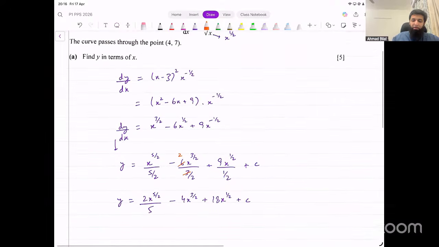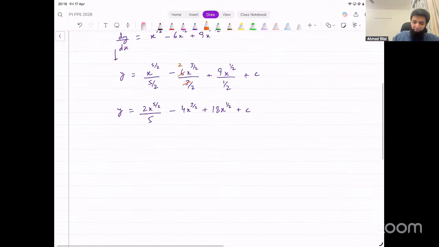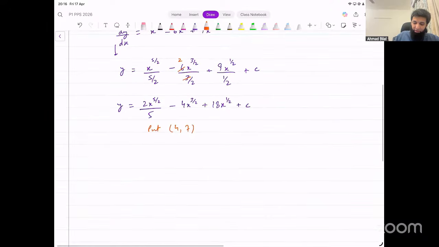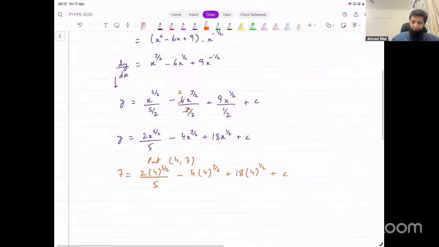Okay? All right, now this is the point that we're given. Input that point, find the value of c. The point is 4 and 7, right? Let's input that. 7 equals 2 into 4 raised to power 5 over 2 divided by 5 minus 4 into 4 raised to power 3 over 2 plus 18 into 4 raised to power 1 over 2 plus c. And you can see what the value of c turns out to be from this.